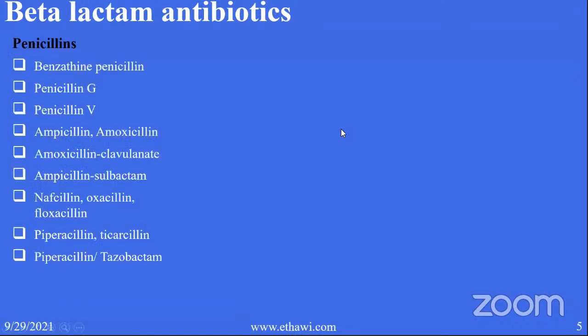Okay. So let's speak about the beta-lactams. Beta-lactam examples: benzathine penicillin, penicillin G, penicillin V. So benzathine penicillin is long-acting.